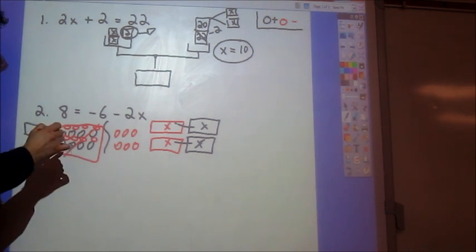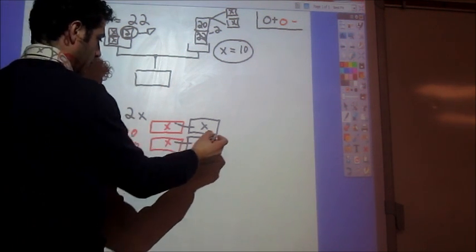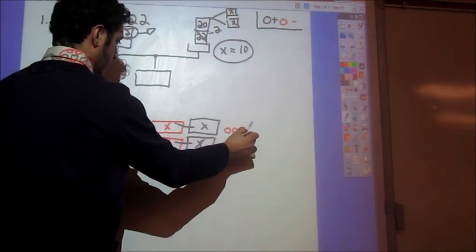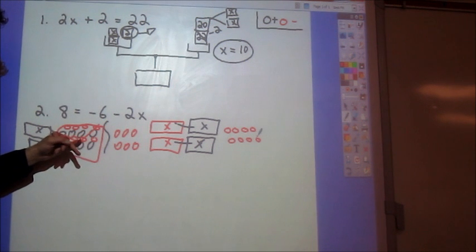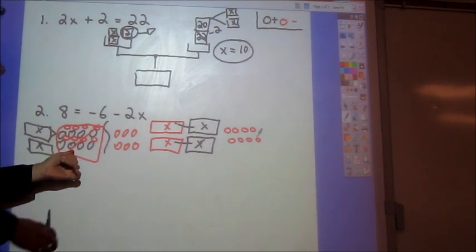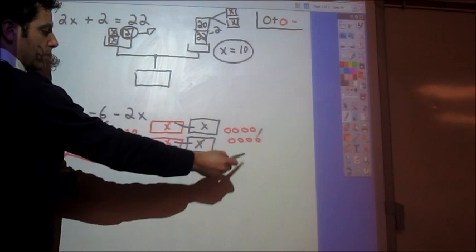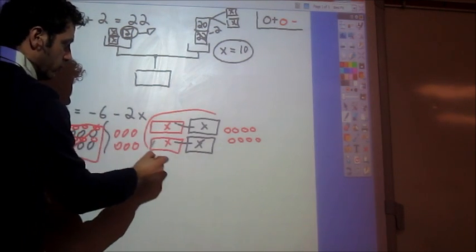And I want to do the same thing on the other side here. So I'm going to do that. 1, 2, 3, 4, 5, 6, 7, 8. I added 8 negatives over here to remove the 8 positives. So I'm going to add 8 negatives on the other side. Now remember, this is all removed, right? This is all gone.